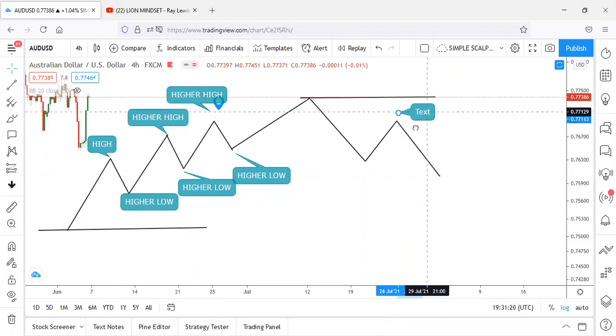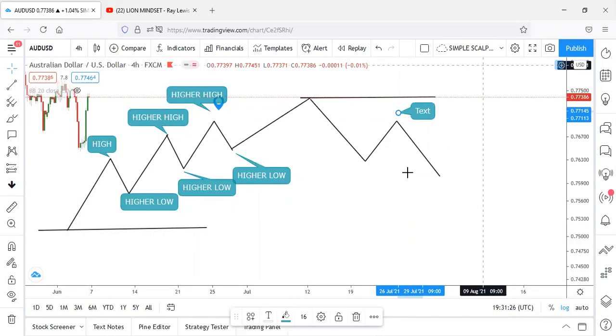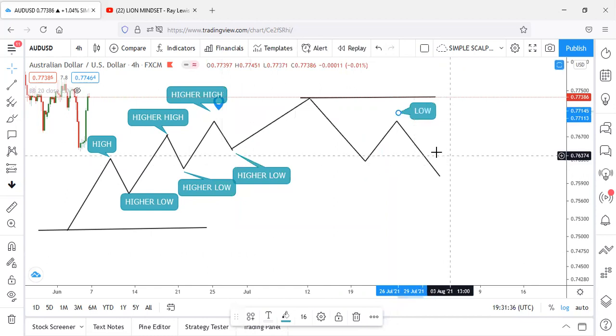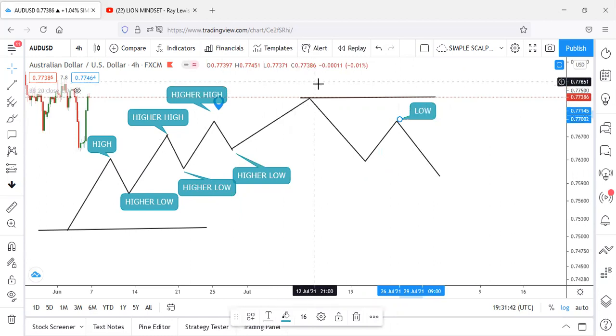So now this level, we can call it a low. Why do we have to call it a low? The reason is simply because this high is the beginning of the move.